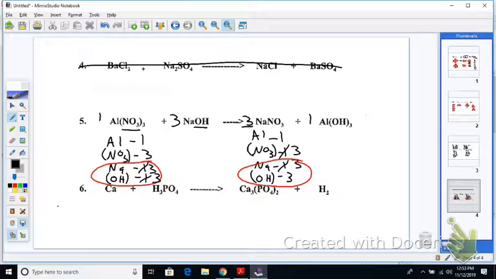So for tomorrow, I'm going to ask you to do 6, and then the 4 on the back. So you've got 5 to do. I'm going to have you balance those.